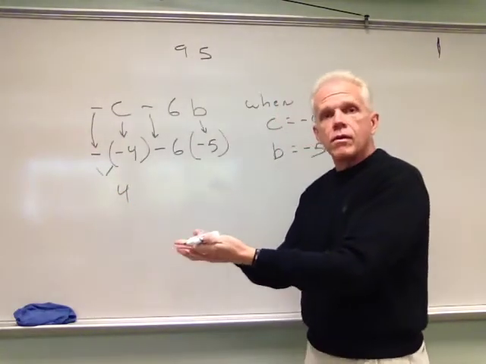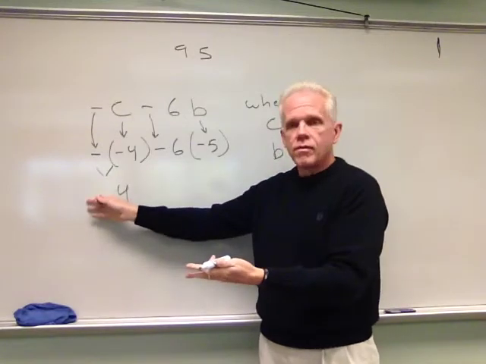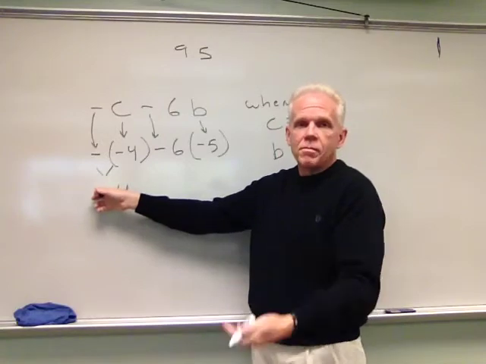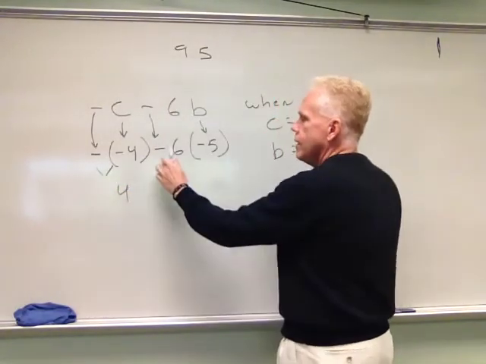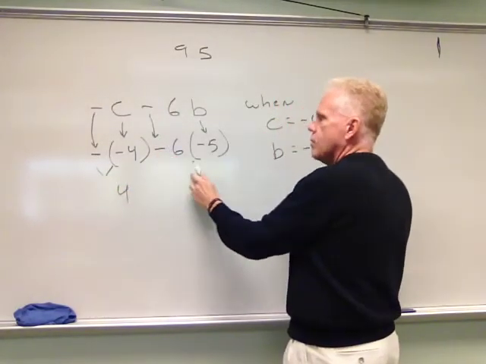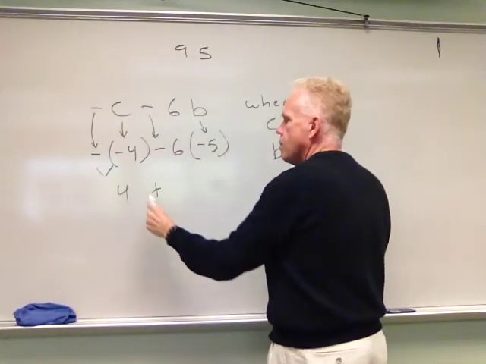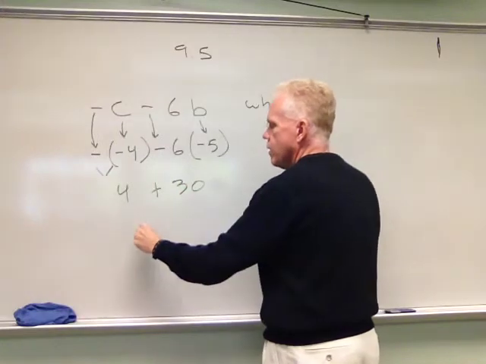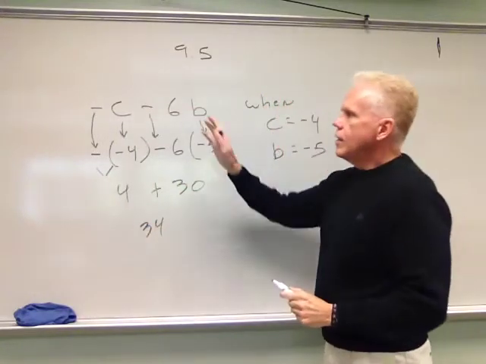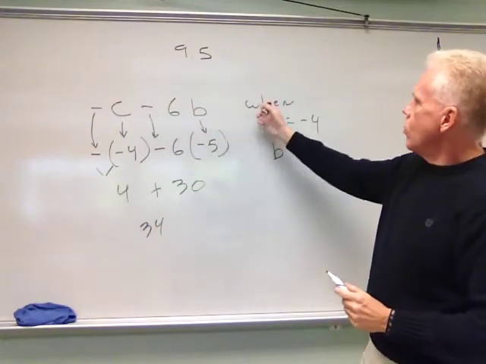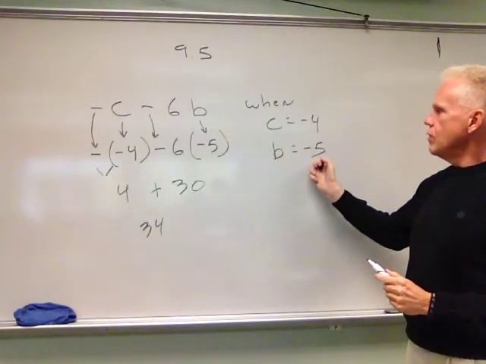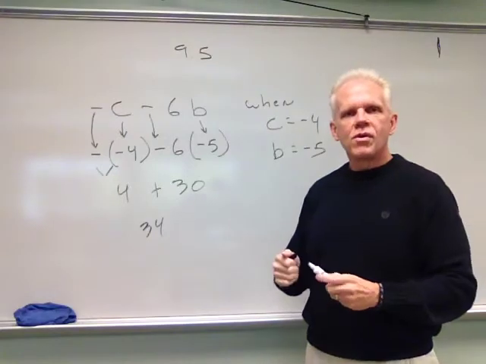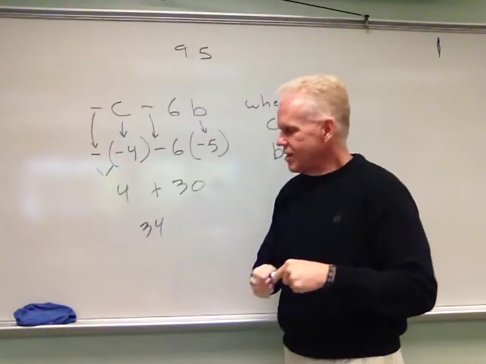Anytime you've got a standalone number or a number in the very front of an expression and it doesn't have a sign, you know it's a plus. We don't have to put a positive right there to know that. And then this -6 times this -5 gives me a positive, what is that, 30? So what we end up with then, of course, is 34. So -c minus 6b, when c equals -4 and b equals -5, evaluates down to a positive 34. Cool, huh? Good deal.